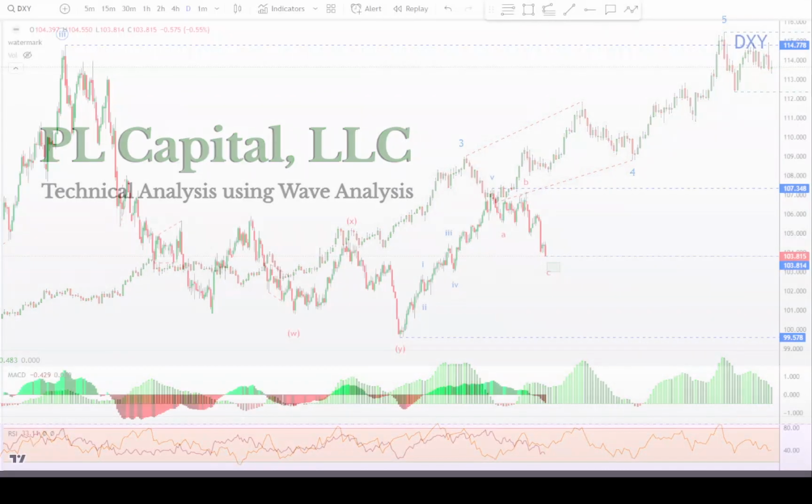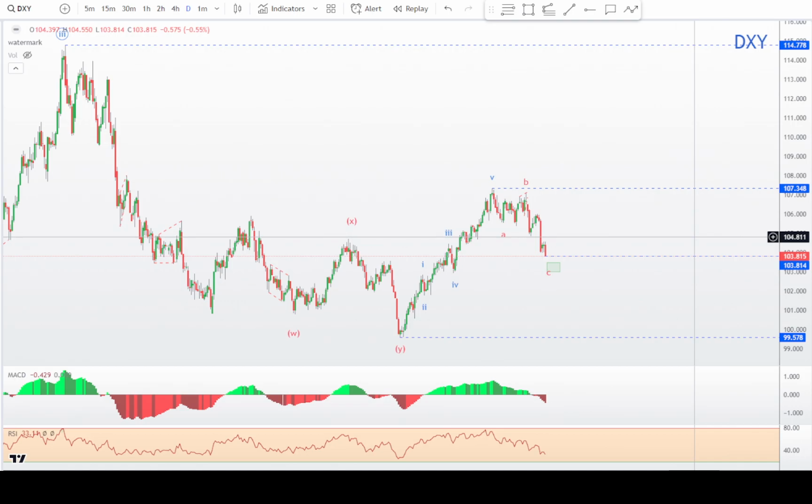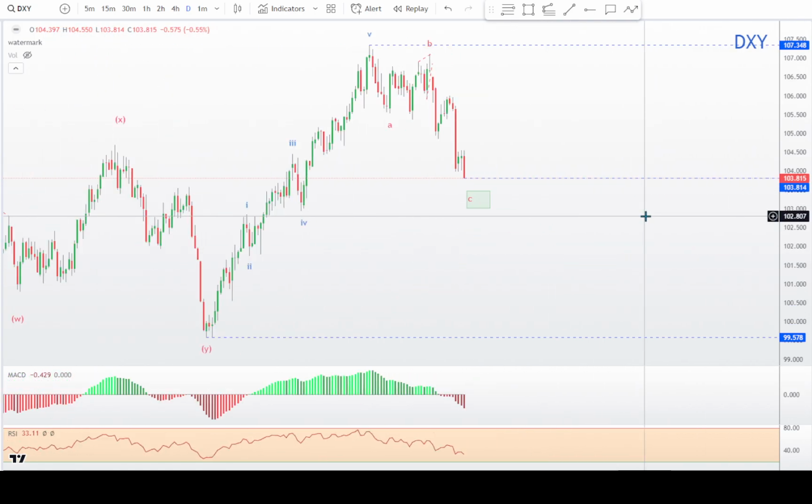All right, let's go on to the chart. So here is the US dollar index. And as you can see, I've changed my count because this down wave is getting too strong.